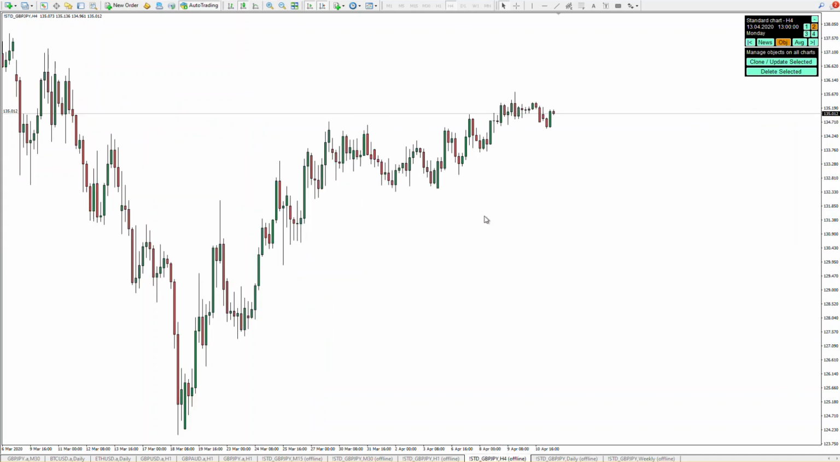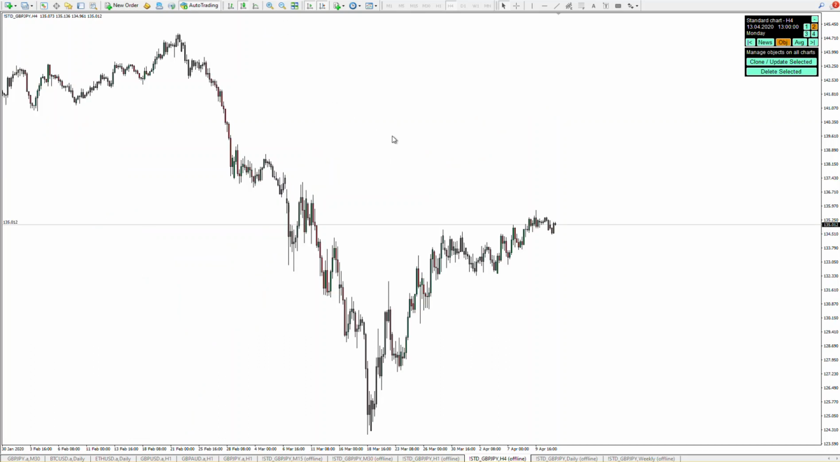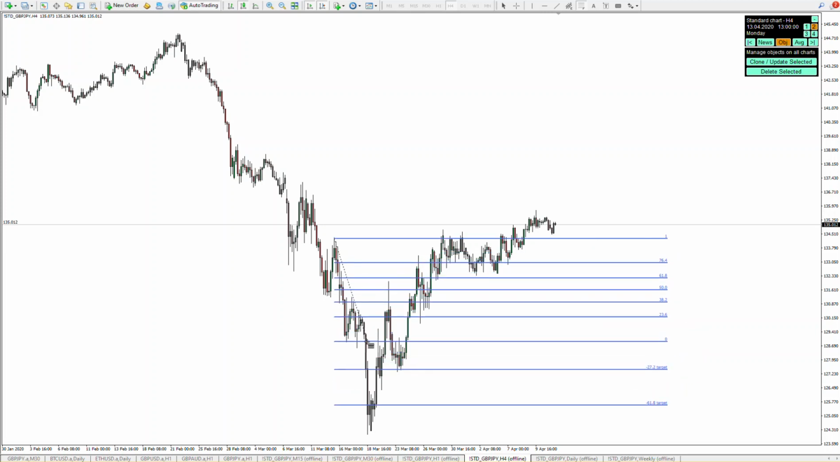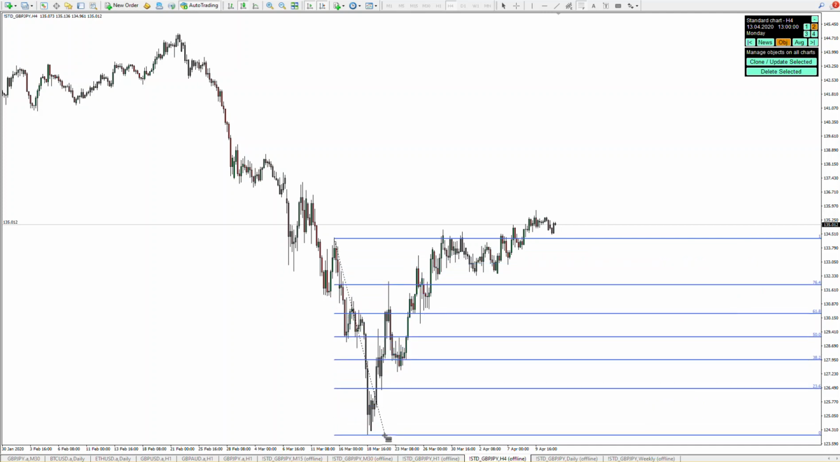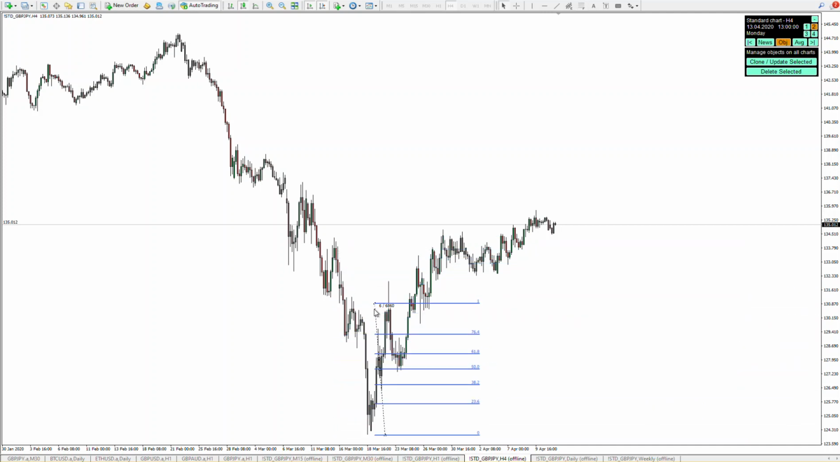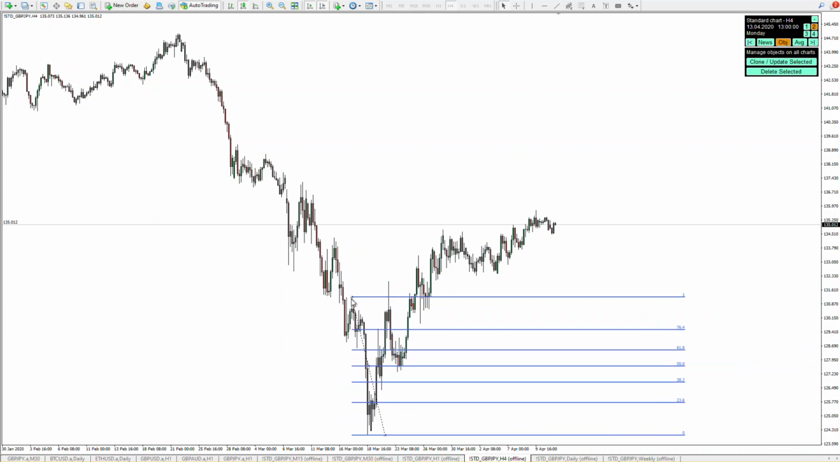H4. Let's first have a look at the structure. I would say that we are bullish because we have this low. The question is, where does it come from? I think it comes from there. Oh, no, this low came from there. So this was the base for the down move.